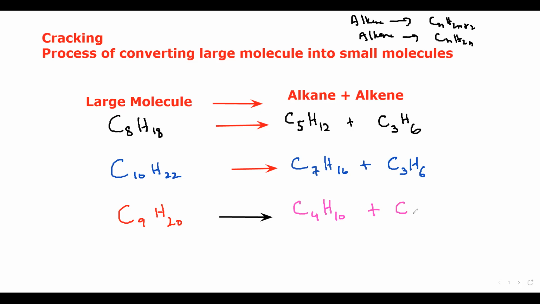How many am I left with? So I'm left with 5. So C5. Because out of 9, I used 4 here, so I'm left with 5 carbon. Now how many hydrogen will this have? Because it's an alkene, the number of hydrogen should be twice. So 5 multiplied by 2 makes 10. So it will be C5H10.